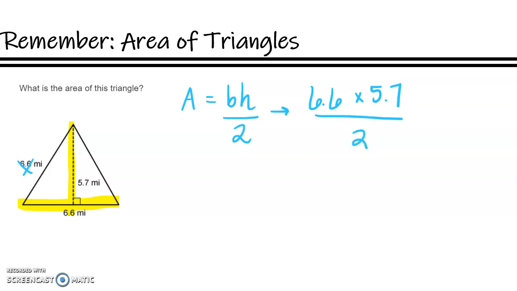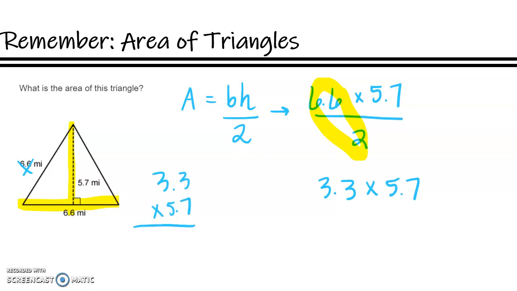Remember last video we talked about sometimes there are numbers that are easy to divide by 2 first. In this case, I can easily do 6.6 divided by 2. I know that that is 3.3. So now I can multiply that by 5.7. So I'm going to show my work over here, just like I'm doing 33 times 57. 5 times 3, 5 times 3 plus 1, add that up.